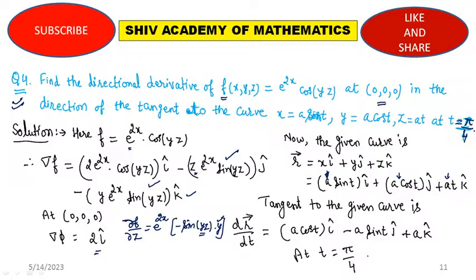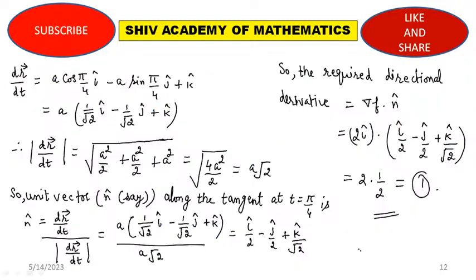We are given t equal to pi by 4, so we put t as pi by 4. So it is a cos pi by 4 i cap minus a sin pi by 4 j cap plus a k cap. Cos pi by 4 and sin pi by 4 are both 1 by root 2. Since a is common, we can take it out from all three terms. So it is a times 1 by root 2 i cap minus 1 by root 2 j cap plus k cap. So the magnitude of this dr by dt is what? It is the square root of a square by 2 plus a square by 2 plus a square, so it is a root 2.